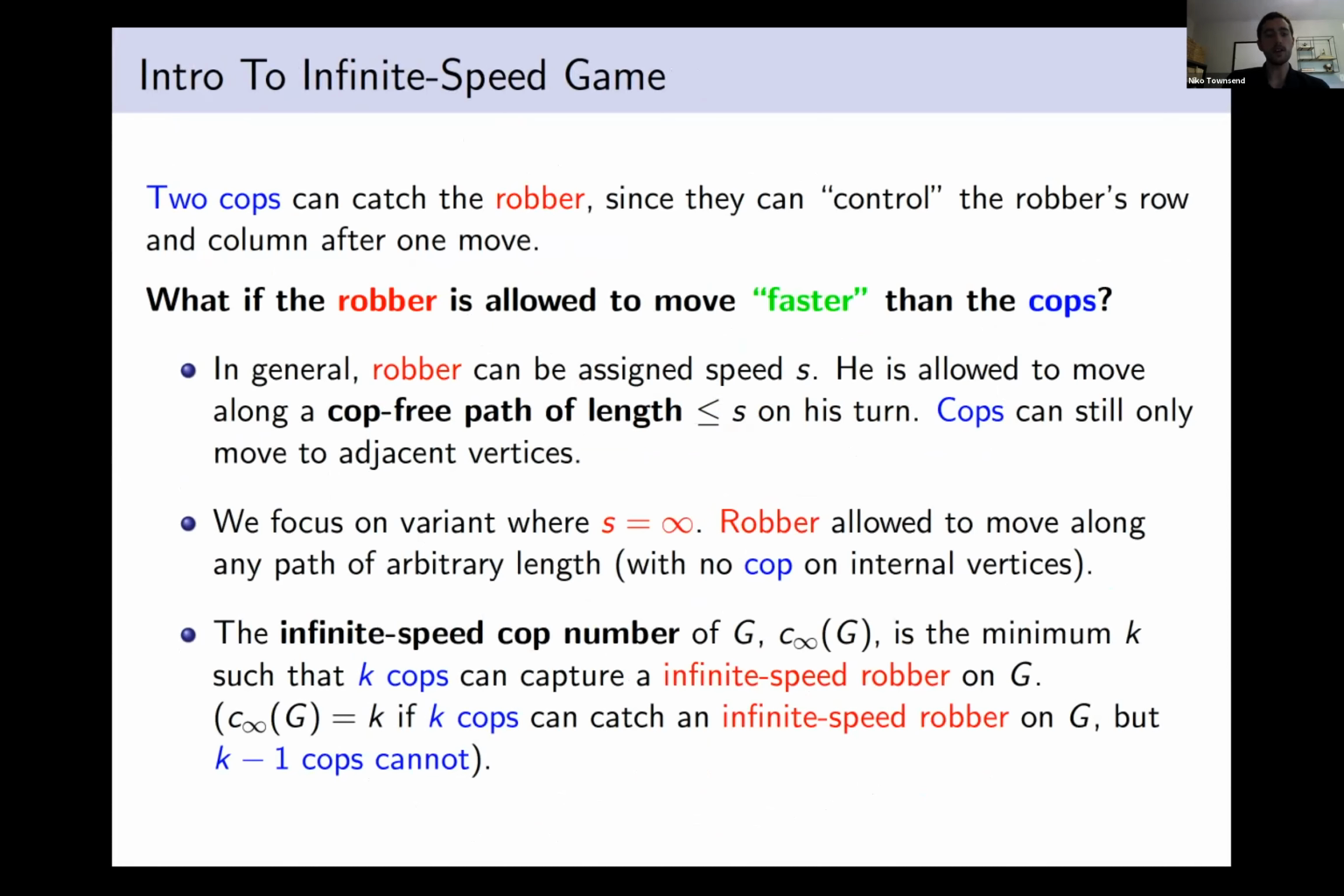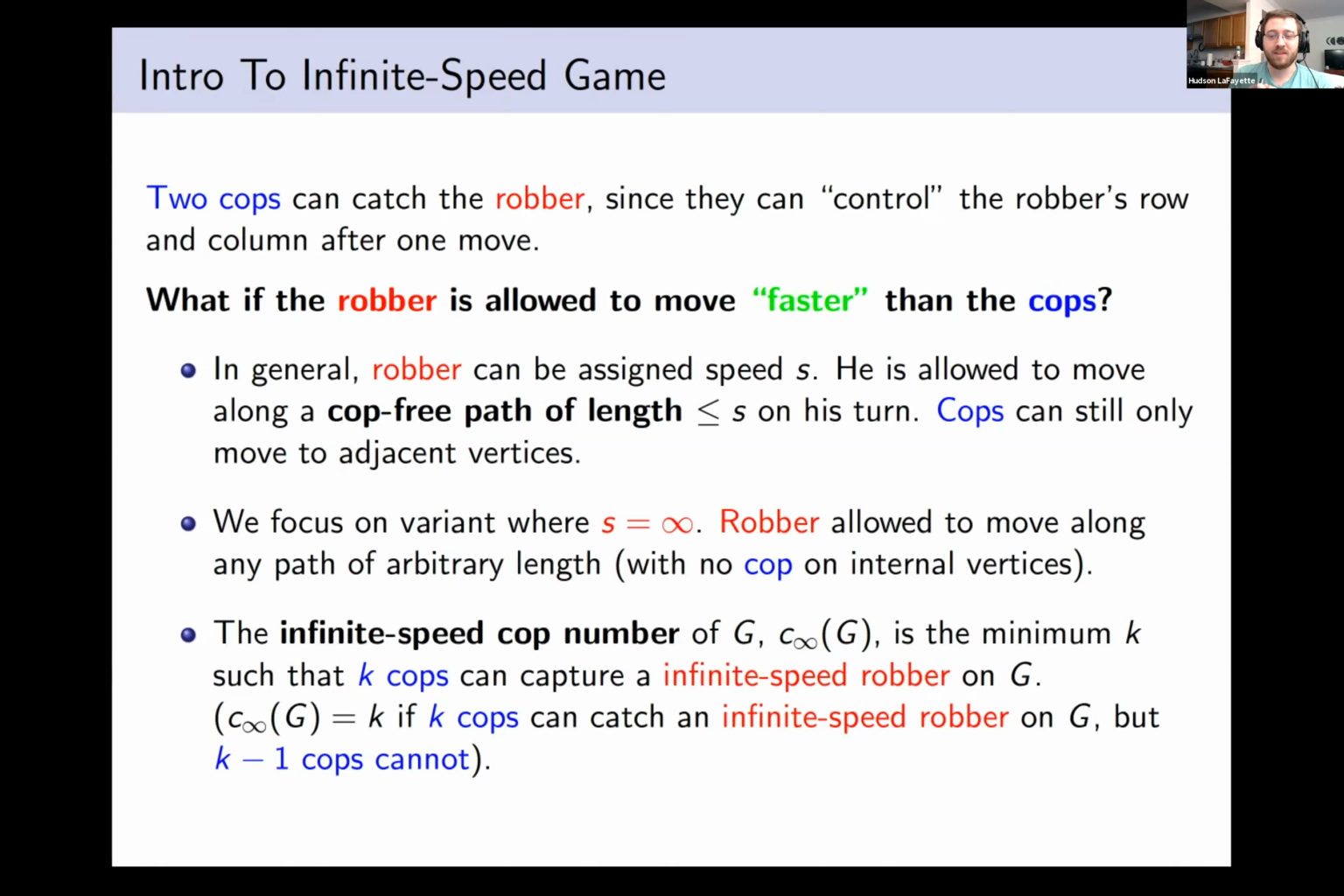So the domination number is an upper bound on the infinite speed cop number, and in fact on the cop number as well. Here we have the infinite speed variant. If you just replace infinite with speed one, that's the typical cop number of the graph that we talk about. So the cop numbers are always upper bounded by the domination number, for sure.